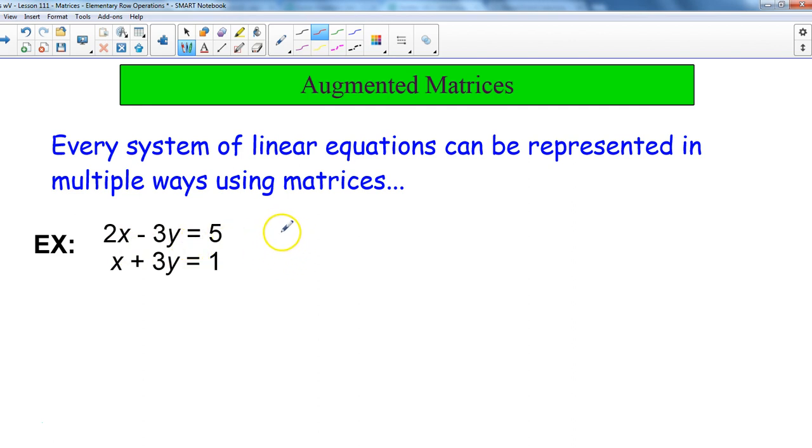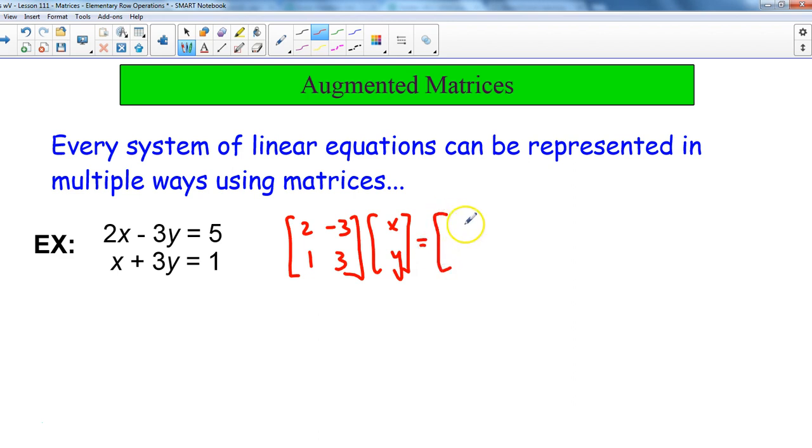The second way that we can do this is with the coefficient matrix, and we multiply that by the matrix x, y, which we call the solutions matrix, and then set that equal to the constant matrix. So that's another way that we can do this, and this is also how we use matrix algebra in order to solve this. We would find the inverse of this, multiply the inverse by both sides, and then that leaves x, y by itself and gives you your solution when you multiply that out.